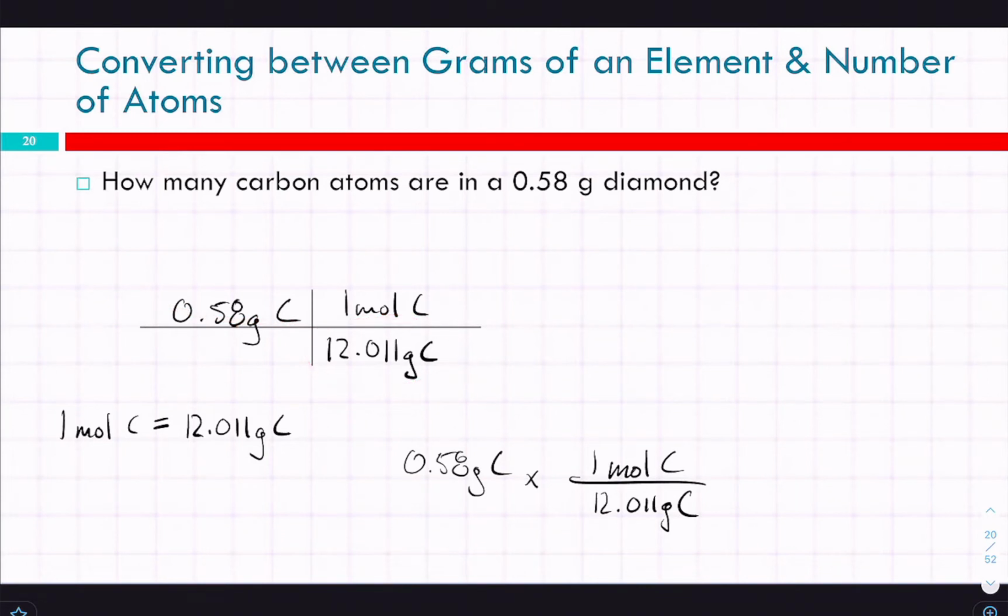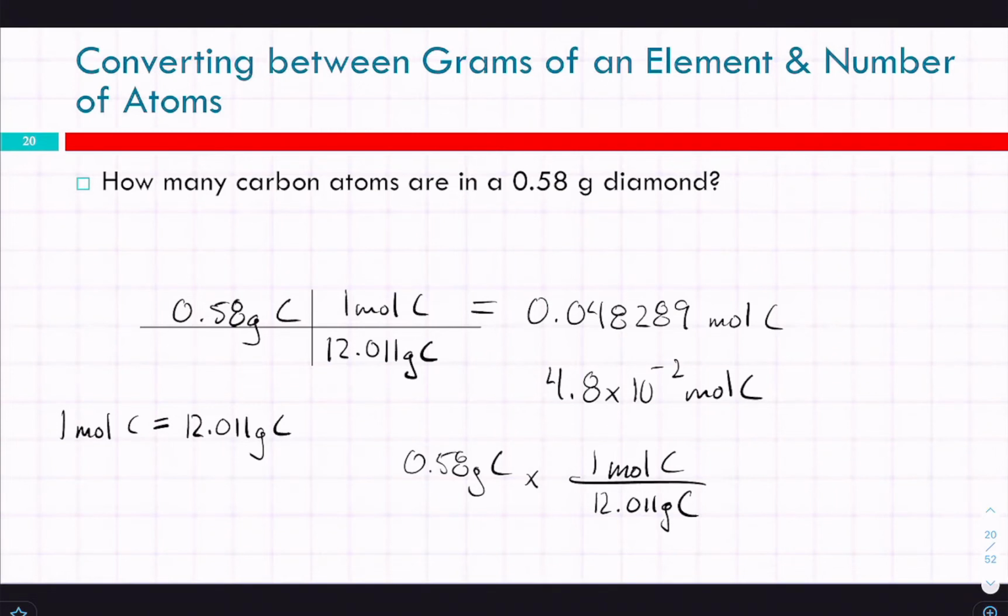So 0.58 divided by 12.011 is going to be 0.048289 moles of carbon, or 4.8 times 10 to the negative 2.